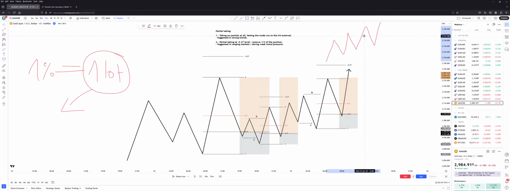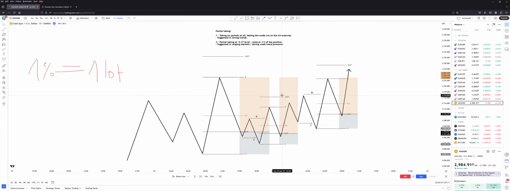The second option for partial taking is that you take partials at the minus 0.27 level, which I told you earlier is the partial taking level. On this level, you are removing 1/3 of the original position size. Meaning, if you are opening a trade with one trading lot, which equals 1% of your capital, you are removing 1/3 of this overall position, which in this case equals 0.3333. Obviously, it's infinite, but let's just cap it at 0.33.